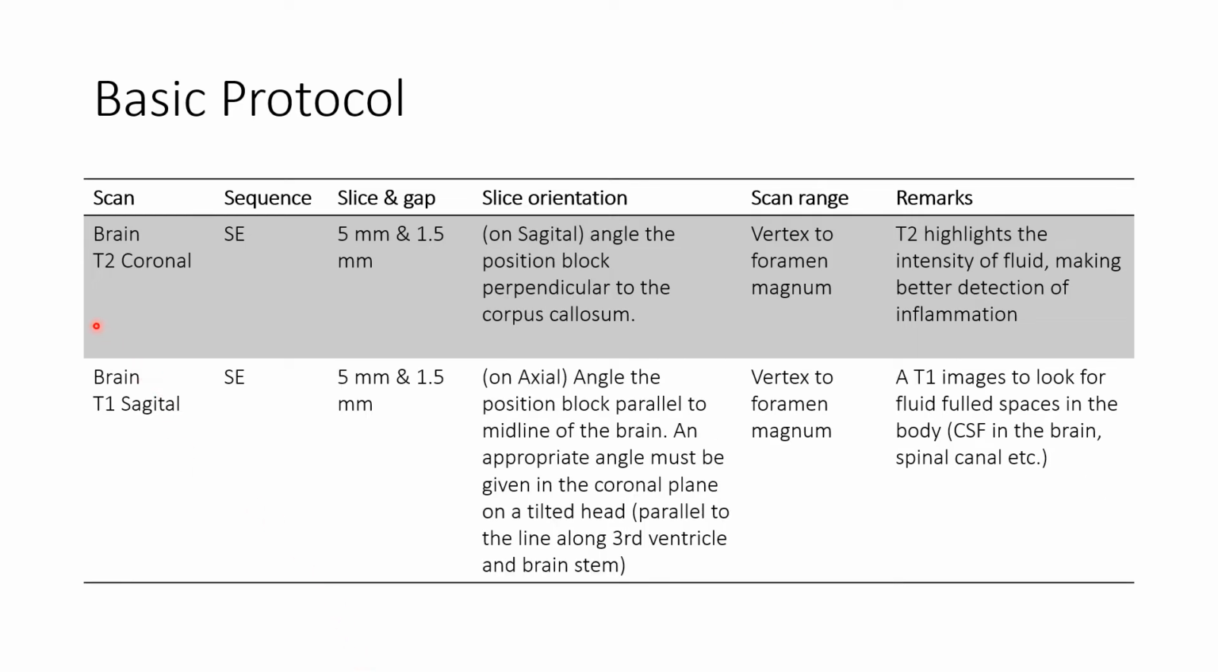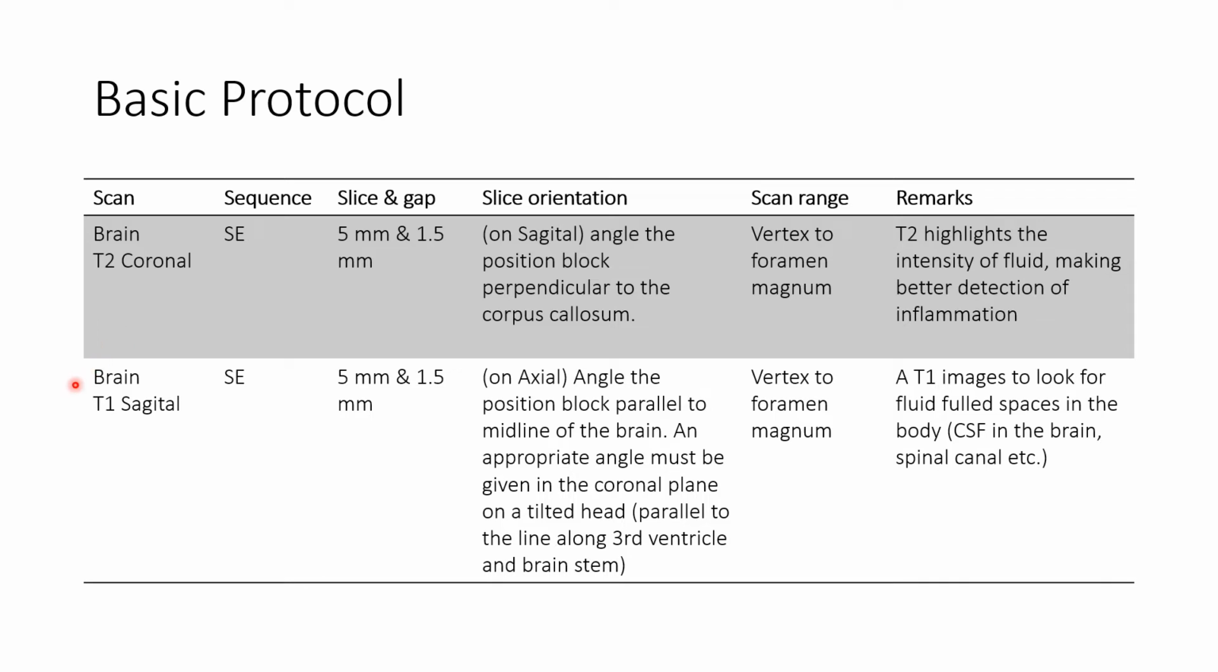Another basic protocol for MRI brain is the T2 coronal scan. This is also a spin echo sequence with a slice thickness of 5 mm and slice gap of 1.5 mm. The slice orientation for coronal T2, we plan on the sagittal image. We angle the position block perpendicular to the corpus callosum. The scan range is from the vertex to the foramen magnum. And T2 also highlights the intensity of fluid, making better detection of inflammation.